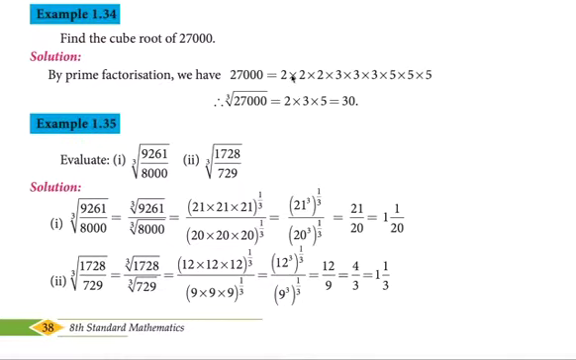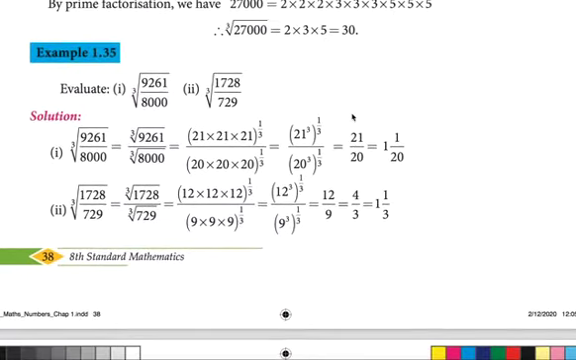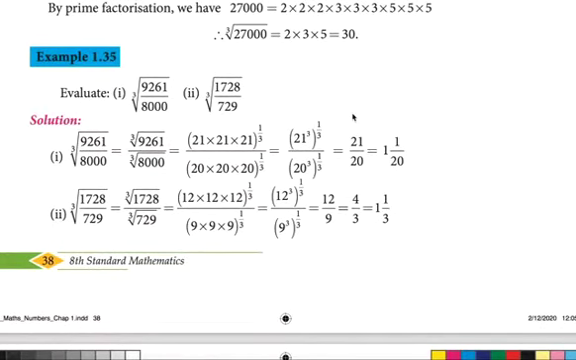Take one from each triplet: 2, 3, 5. These three are the triplets. So the answer will be 2 into 3 into 5, which is 30. Okay, you got it? Now evaluate this number.